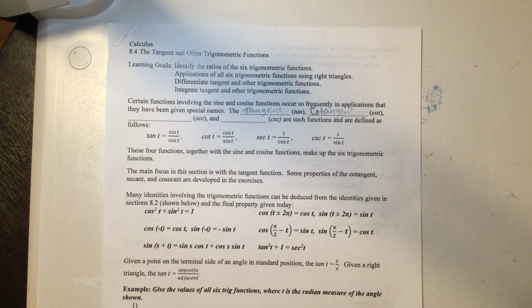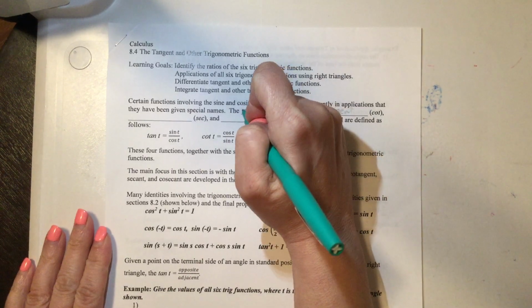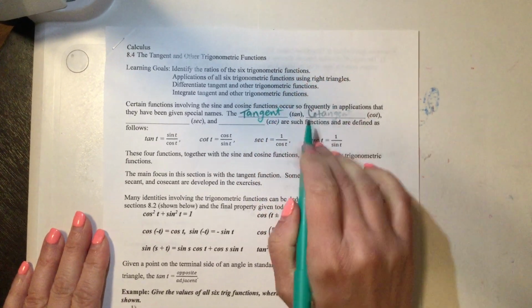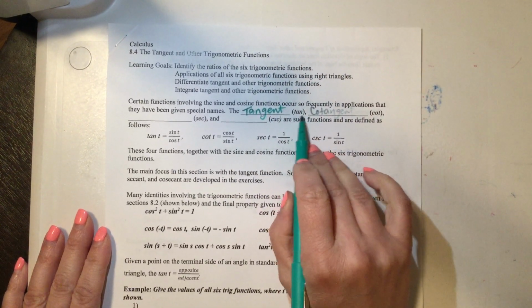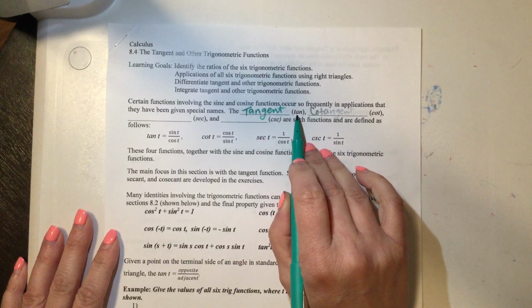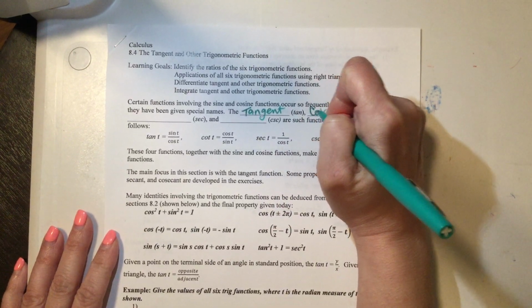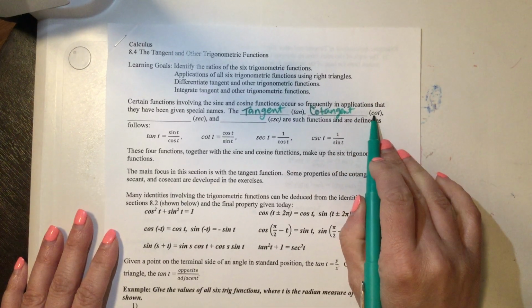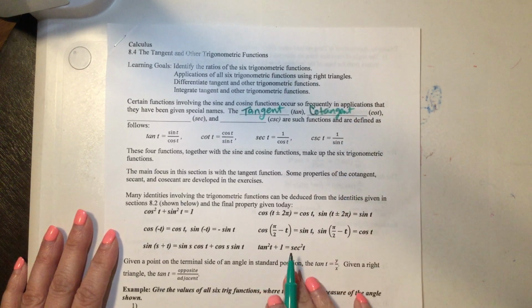Today in calculus we are going to look at section 8.4 where we study the remaining four trig ratios. Certain functions that involve the sine and cosine occur so frequently in applications that they have been given their own special names. The first one is the tangent, using the letters T-A-N. The reciprocal of the tangent is called the cotangent, and they use the letters C-O-T to represent the cotangent.